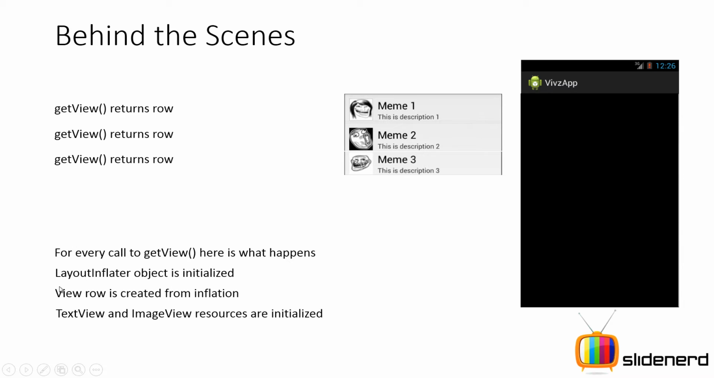And then there is this view row object which is being created from inflation. TextView, ImageView resources are being initialized. As you guys notice over here, this is one ImageView, there's this one TextView, this description part is another TextView, and all these objects are being created every time for every single row. That is actually a lot of memory being used at runtime, alright. So these are the following issues which we have.